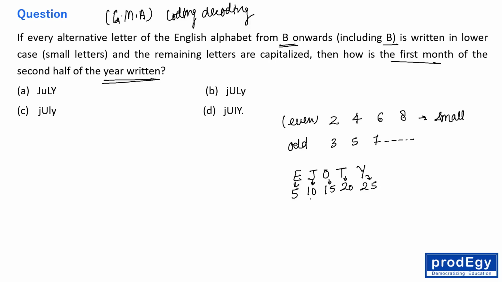So J is the 10th alphabet, an even numbered alphabet, and Y is an odd numbered alphabet. So even numbered alphabet will be small and Y will be capital. So J small and Y capital. A option, no. B option, no. C option, no. D option, J small and Y capital, yes. This is the only answer.